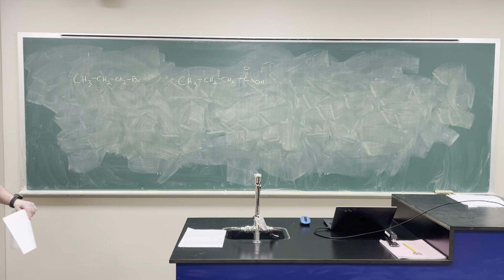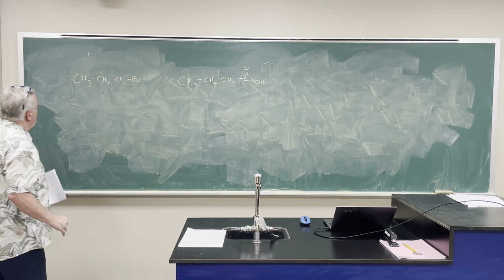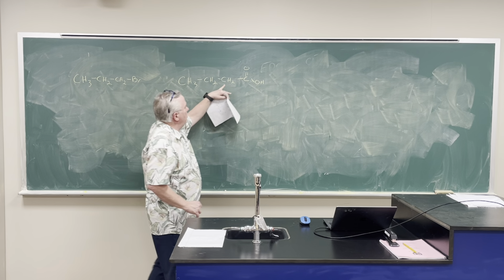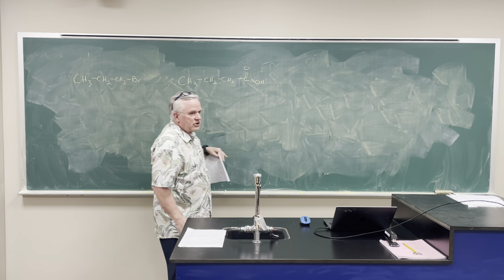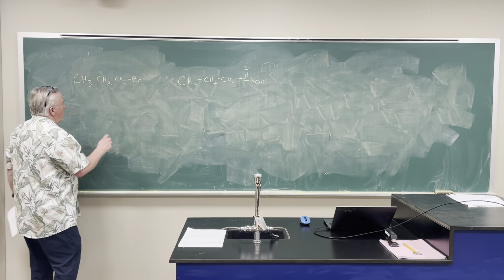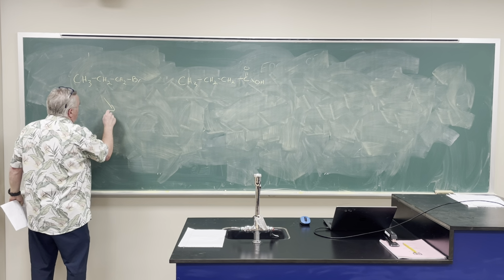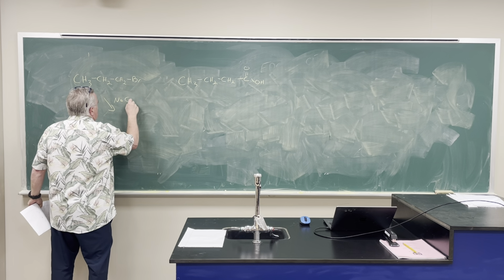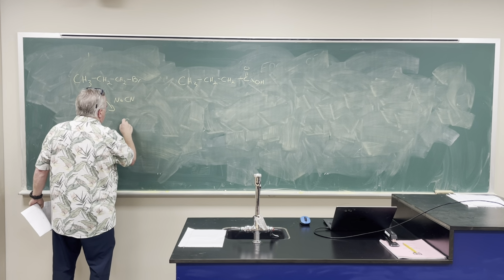I also always suggest when you're doing your quizzes and stuff, count carbons a lot because you want to make sure you don't miss carbons or you don't add carbons. So we have 1, 2, 3 carbons here, 1, 2, 3, 4 carbons there. So we just do that same reaction that we already did. And we use sodium cyanide, okay?